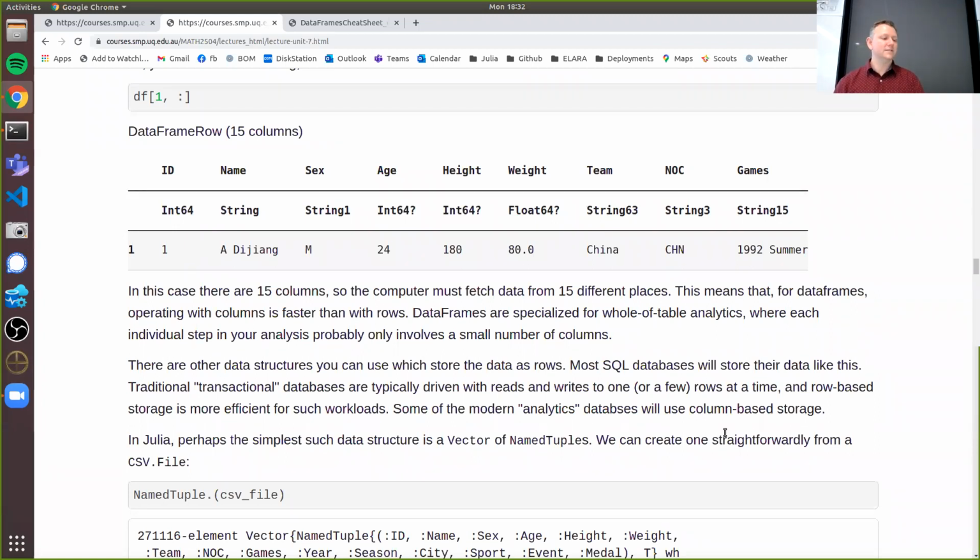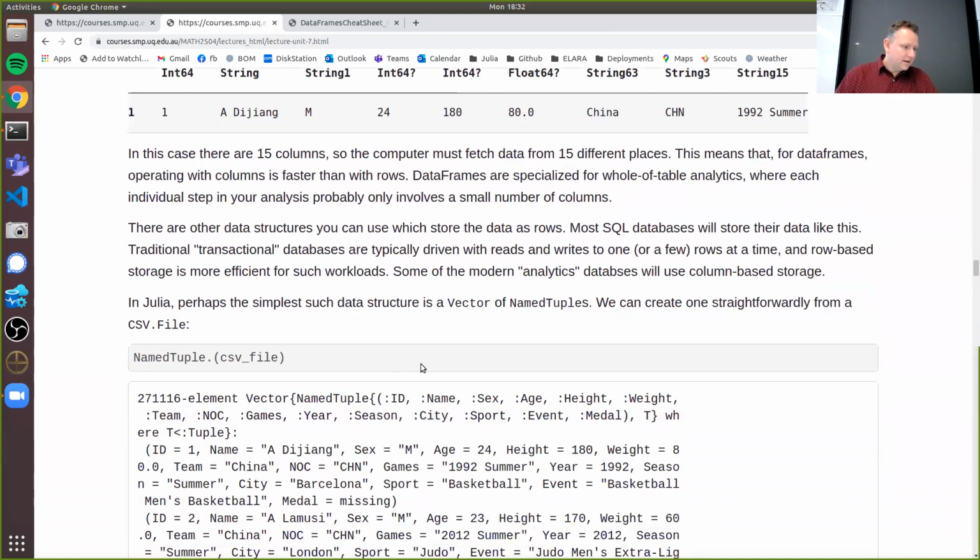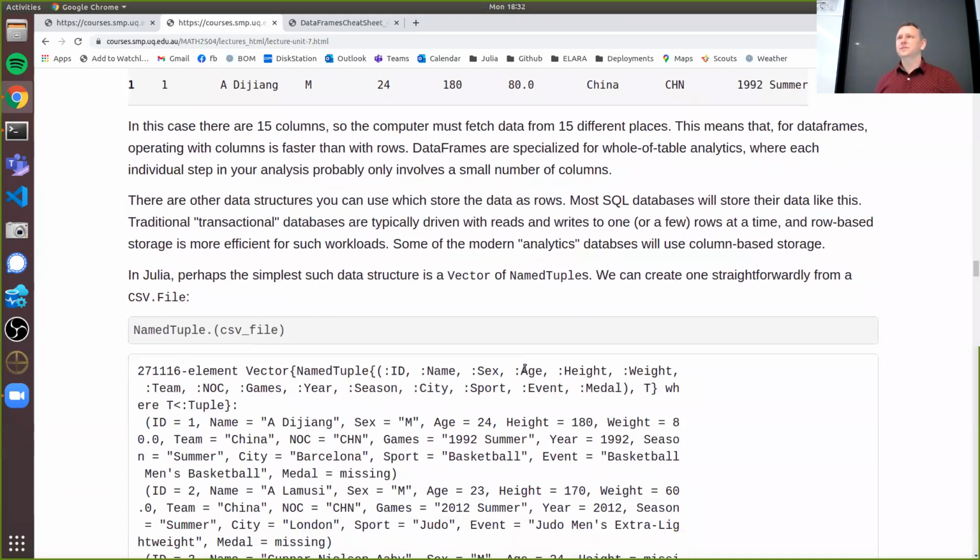Usually when you're doing analytics, when you're doing one tiny little step, you might only involve a couple of columns. Your entire calculation might use most of the columns, but when you're doing a little step, like a group or creating an index, you might just use one or two columns, not all 15. Of course, there are other data structures where it's stored as rows, so row access is fast and column access is slow. Okay, and that's perfectly fine.